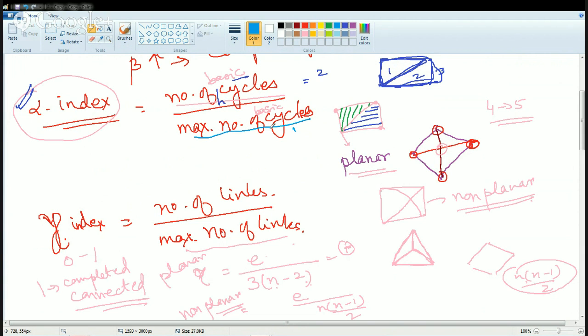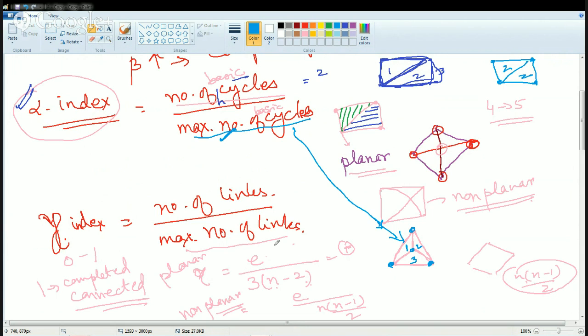And what would be the maximum number of cycles? Again, we will try to pick it out from this case. So the maximum number of cycles here would be 1, 2, and 3. And now how are we comparing this? It's the case of 4 nodes only. So you have 4 nodes. If I arrange them in this fashion, I can have 2 basic cycles. But if I arrange the same 4 nodes in this manner, I can have 3 basic cycles. So these are my maximum number of basic cycles.